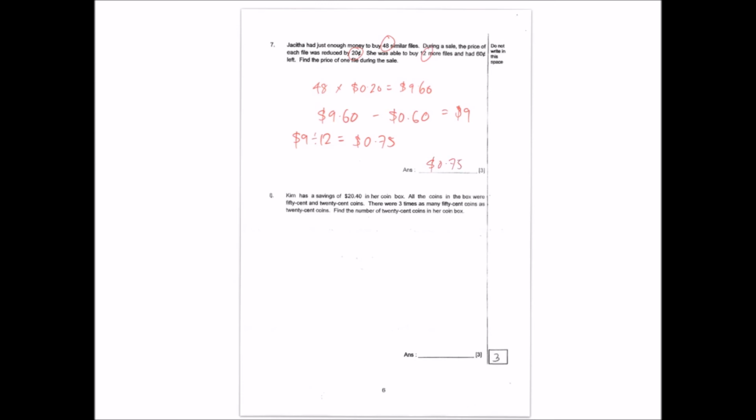Question 8. Kim has a savings of $20.40 in a coin box. All the coins in the box were 50-cent coins and 20-cent coins. There were 3 times as many 50-cent coins as 20-cent coins. Find the number of 20-cent coins in her coin box.